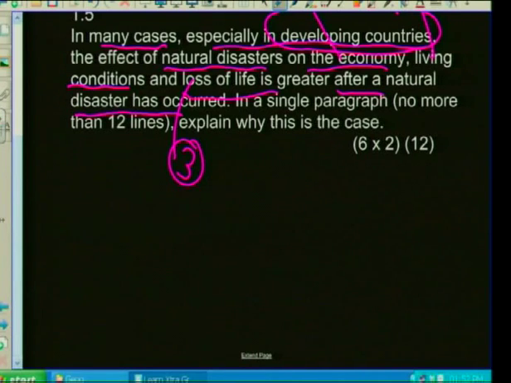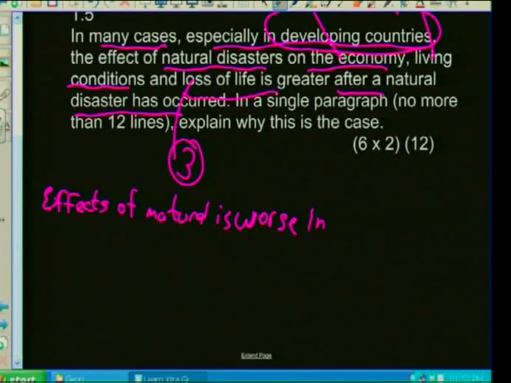Let's look at it. Number one, we looked at the developing countries. We can then state that, and again we're putting in a paragraph, all right? The effects of natural disasters, like the one we mentioned, or tropical cyclones, effects of natural disasters is worse in a developing country.